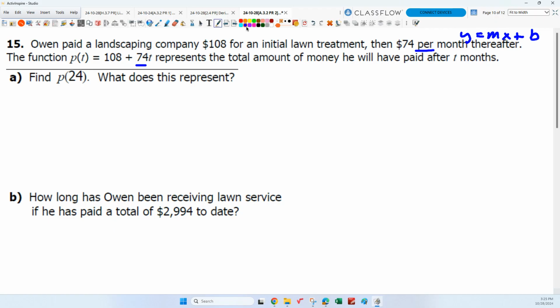Okay, so what are our outputs here? We're inputting months. What are we outputting from this whole situation? What are we calculating? Yeah, money, right? The amount we've paid. So P of 24 is the amount we've paid when? Well, we're inputting t, the number of months. That's 24 months. What are we calculating? How much he's paid after 24 months, right? Everybody see that?